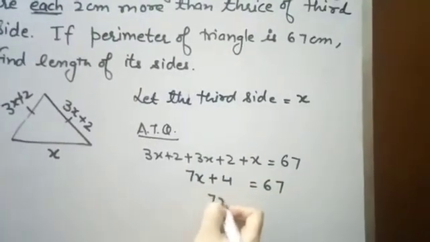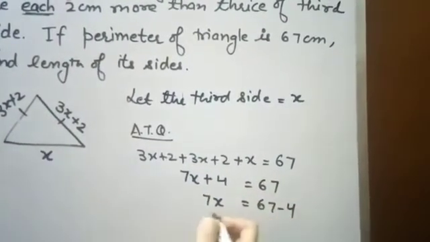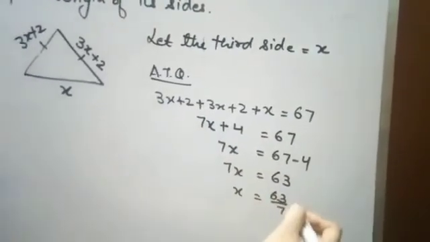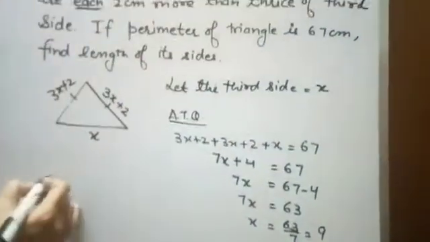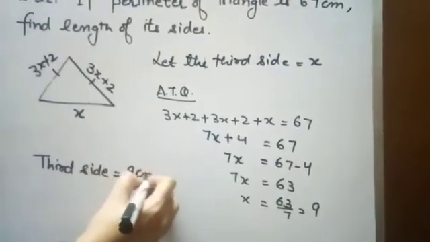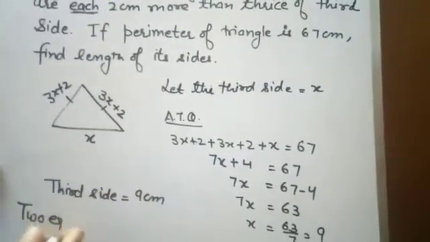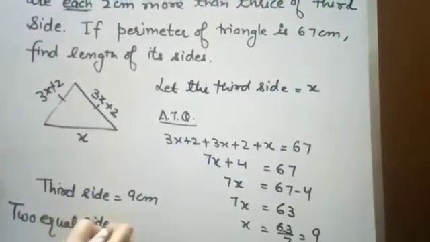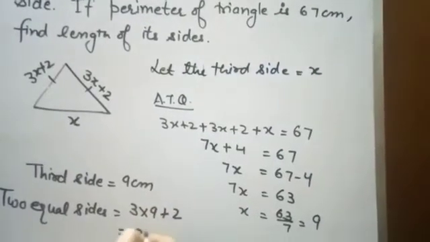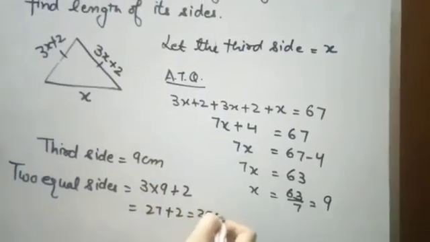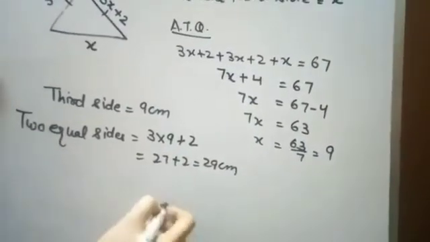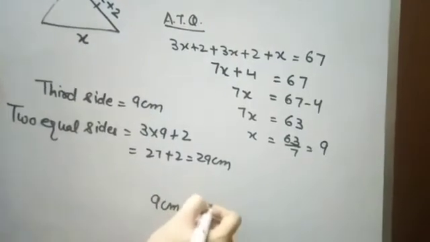This 4 has to be shifted to the RHS. 67 minus 4, so 7x is equal to 63, and x is equal to 63 by 7, that is equal to 9. The measurement of the third side we have found. The third side is equal to 9 centimeter, and for the two equal sides, the measurement is 3x plus 2, 3 into x, the value of x is 9, plus 2, 27 plus 2, that is equal to 29 centimeter. It means the measurements of the sides are, I am going to write in units, 9 centimeter, 29 centimeter and 29 centimeter.